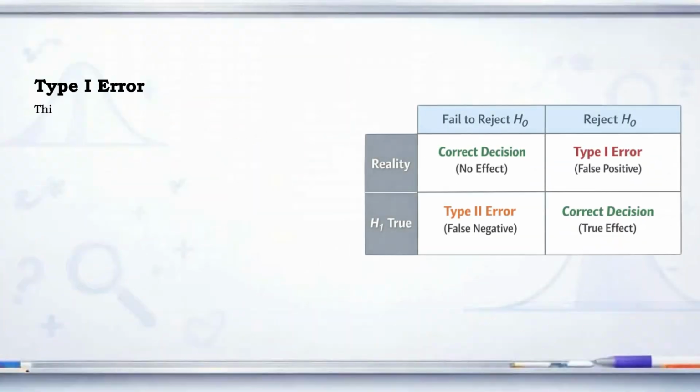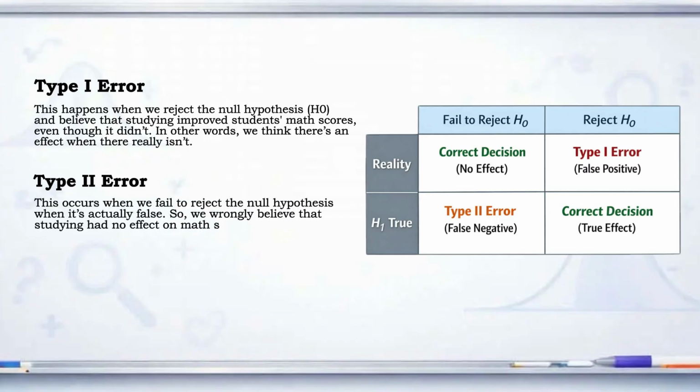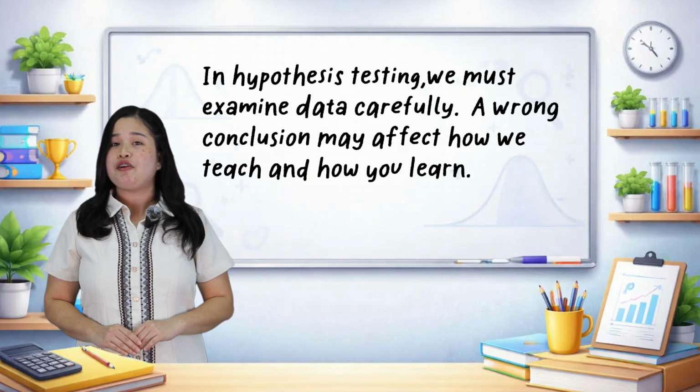Now, let's talk about the types of error. Type 1 error. This happens when we reject the null hypothesis and believe that studying improves students' math scores even though it didn't. In other words, we think there's an effect when there really isn't. Type 2 error. This occurs when we fail to reject the null hypothesis, when it's actually false. So, we wrongly believe that studying had no effect on math scores, even though studying did help improve the scores. In hypothesis testing, we must examine data carefully. A wrong conclusion may affect how we teach and how you learn.